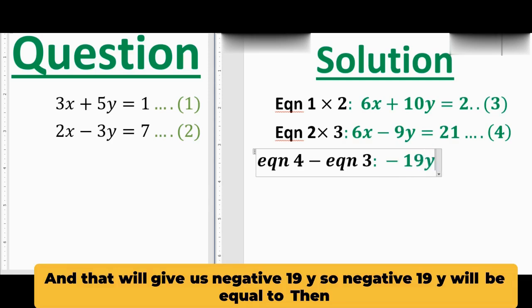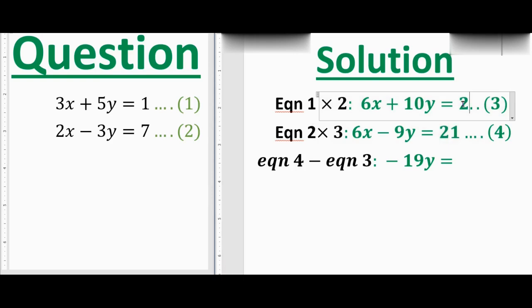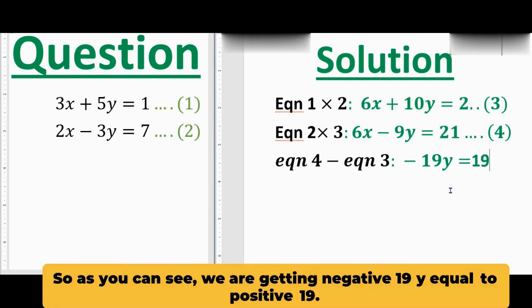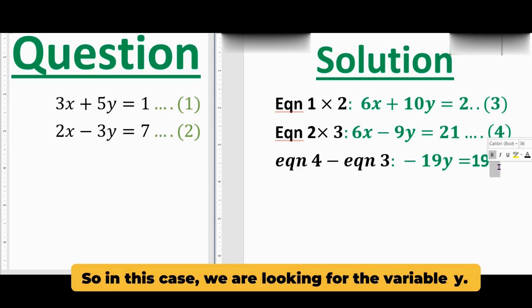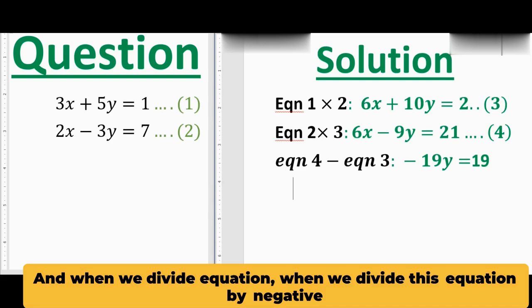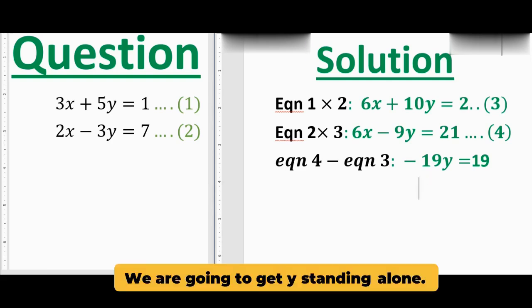So negative 19y will be equal to the other part, which is 21 minus 2, and that will give us positive 19. So as you can see, we are getting negative 19y equal to positive 19. In this case, we are looking for the variable y, so we'll divide both sides by negative 19. When we divide this equation by negative 19, you see that we are going to get y standing alone.